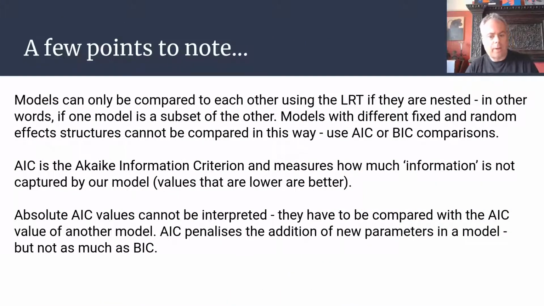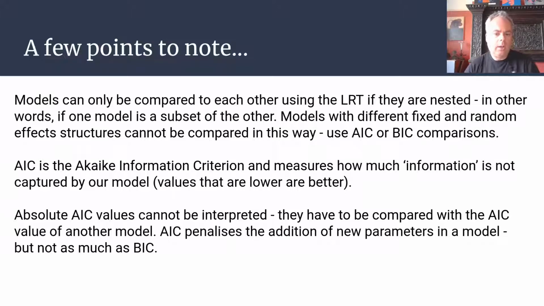So again, just to wrap up this little section, remember, when you're using the likelihood ratio test, you can only do that if the models are nested. In other words, if one model is a subset of the other. Models that have different fixed and random effect structures, in other words ones that aren't nested, can't be compared using the likelihood ratio test, but you can compare them using the AIC and BIC values.